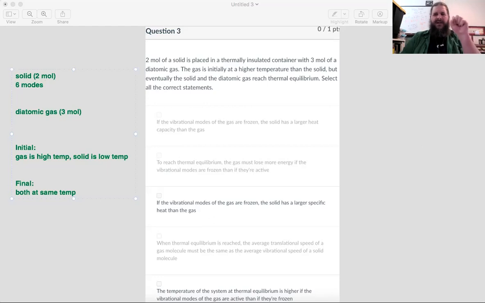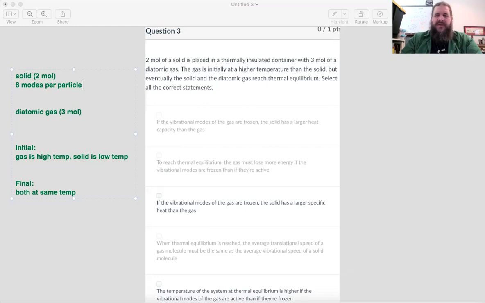Because each atom in this solid can move in 3 dimensions and can also interact with its neighbors in 3 dimensions. It can be moving left and right, forward and backward, up and down, and it can be interacting with neighbors to its left and right, in front and behind, and above and below. So that means 3 dimensions worth of interaction and 3 dimensions worth of motion. So 3 kinetic energy modes and 3 potential energy modes, 6 modes total per particle.